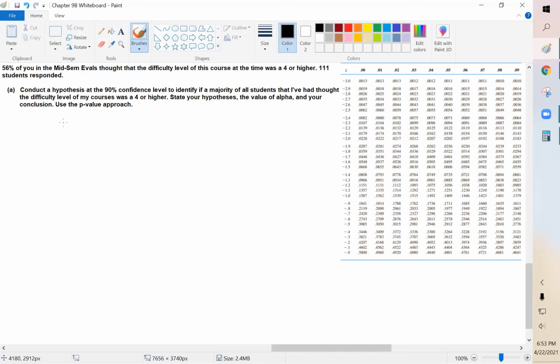All right, let's go over the answers. So first, we got to get our two hypotheses. 4 or higher means greater than or equal to 4. However, it's asking if a majority think that. A majority is greater than 50%. The equal sign has to be with H naught. So therefore, our HA is that P is greater than 0.5. So therefore, our H naught is the opposite. P is less than or equal to 0.05.